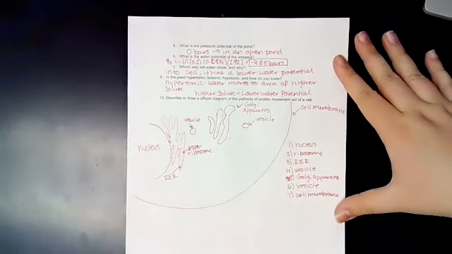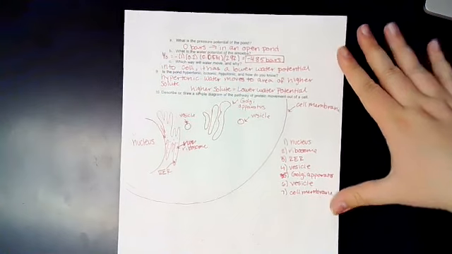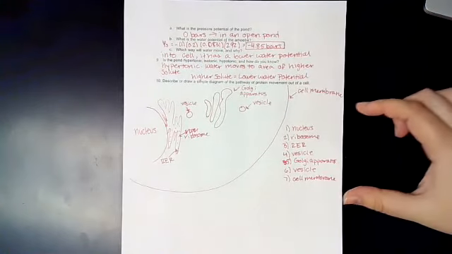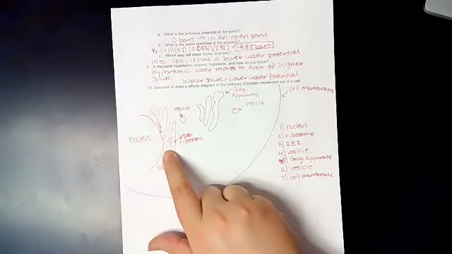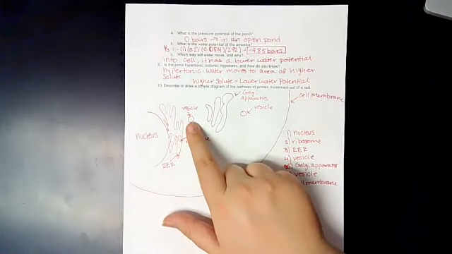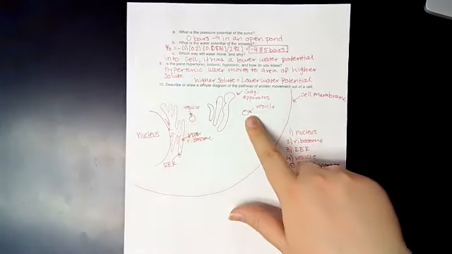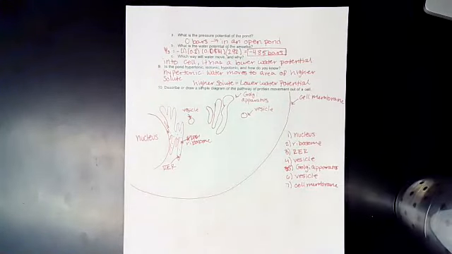Next, draw or describe a simple diagram of the pathway of movement out of a cell. So I drew it, and then I also numbered my steps here. So we have our nucleus, goes from our nucleus to our ribosomes, to the rough ER, into a vesicle, into a Golgi, into a vesicle, and into our cell membrane. So that is the path that the proteins are going to take through our endomembrane system.